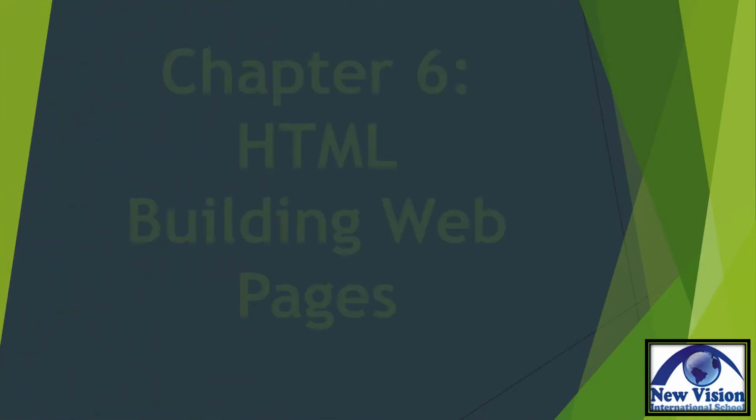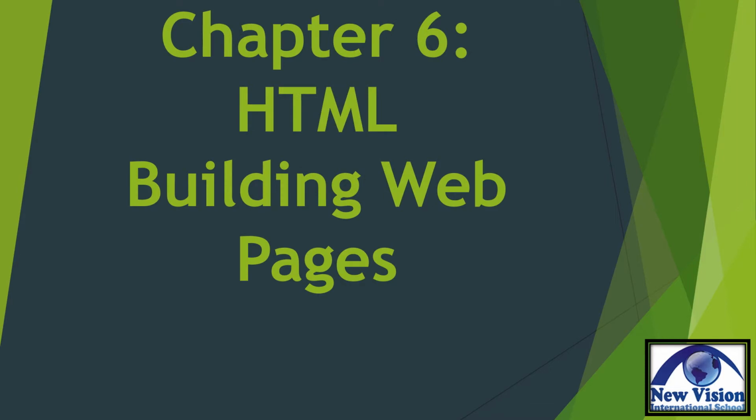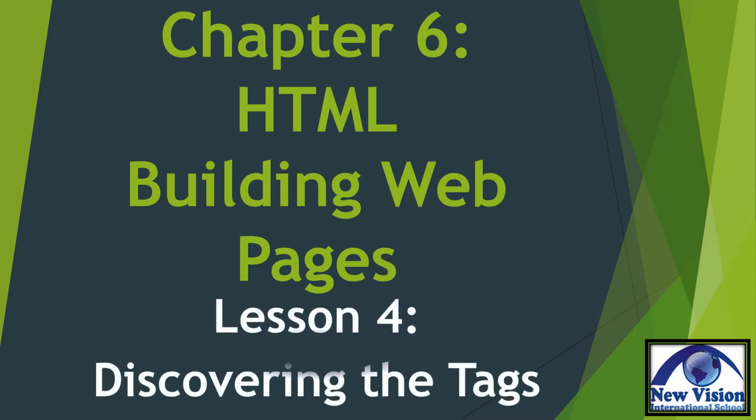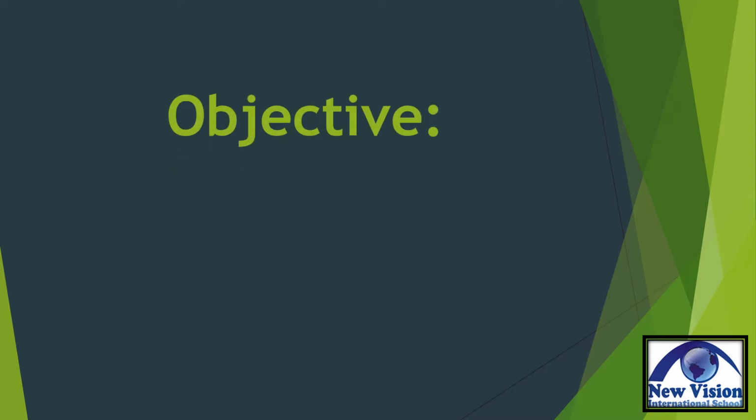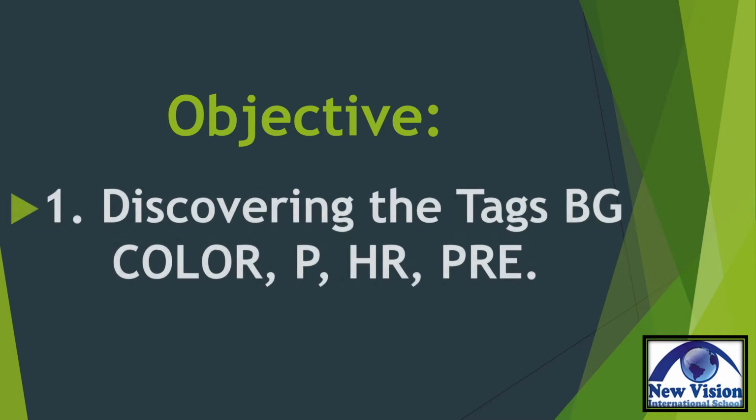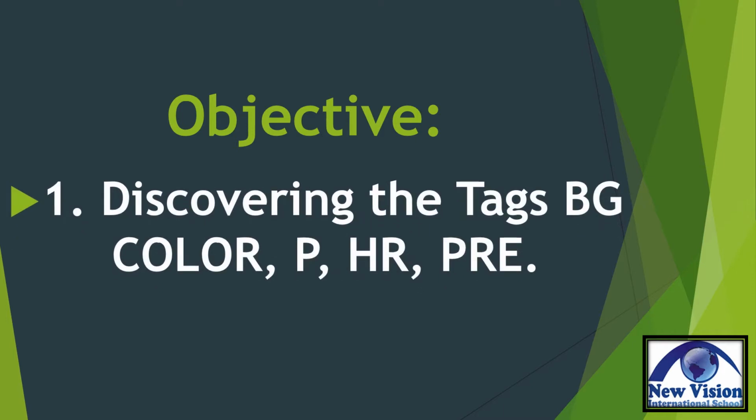Our lesson is under Chapter 6, HTML, Building Web Pages. It is entitled Lesson 4 of Discovering the Tags. The objective of our today's lesson is very simple: discovering the tags BGColor, P, HR, and PRE.